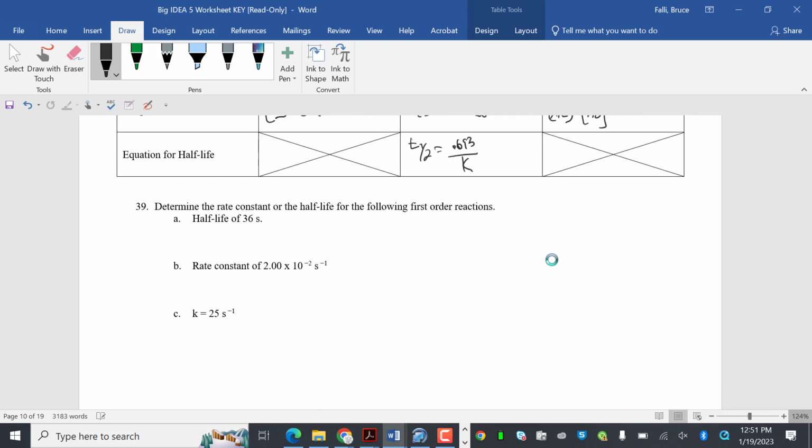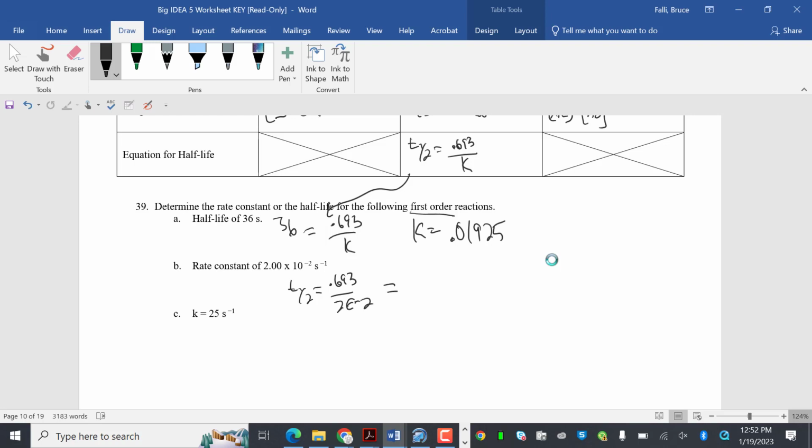Determine the rate constant or the half-life of the following first-order reactions. Half-life is 36 seconds. So I'm using this equation right here: 36 equals 0.693 over k. k equals 0.693 divided by 36, and I get 0.01925. That's the rate constant. These are first order again, so t1/2 equals 0.693 over 2e-2.